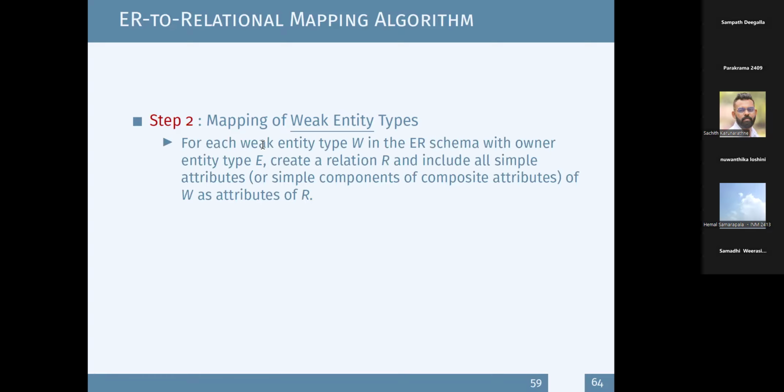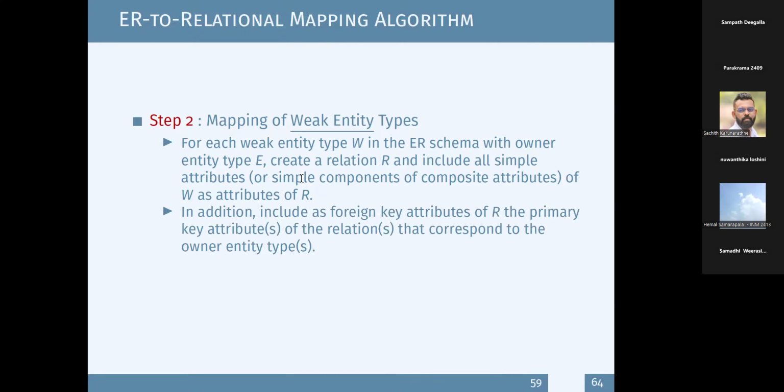So the step of converting this is also the same. So we are going to create a relation for the weak entity type, and then you are going to include all the simple attributes to create a relation for the weak entity type. Then we have to consider the foreign key attribute that we have used.